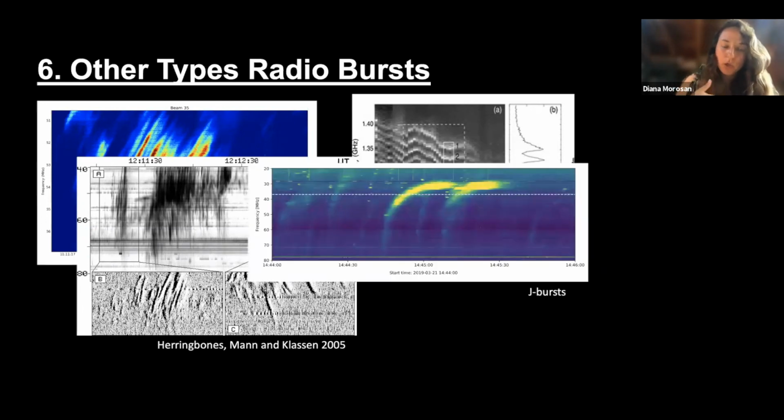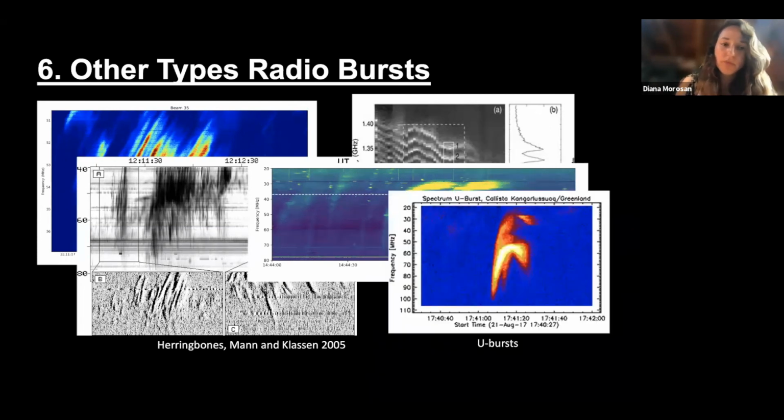One example here: I mentioned type 3 radio bursts escape along open field lines, but sometimes they could escape along closed field lines. And we see these J bursts, and J bursts are simply type 3 radio bursts where the emission suddenly stops, most likely because they propagate along the closed loops. And they're just a variant of type 3 bursts.